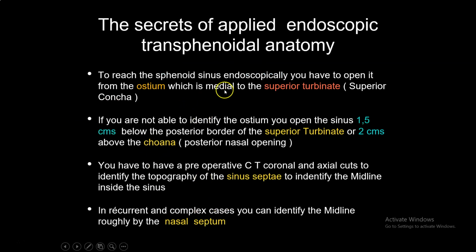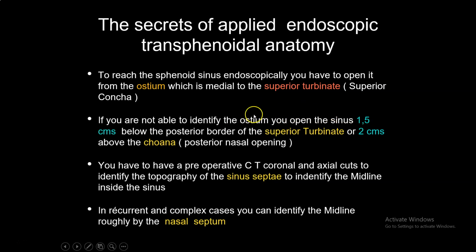To reach the sphenoid sinus endoscopically, as we said, you have to open it. Where to open the sinus? From the ostium. Where is the ostium, as we said? Medial to the superior turbinate or the superior concha. So this is the first secret: open the sphenoid sinus after identifying the sphenoid ostium, medial and posterior to the superior turbinate. If you are not able to identify the ostium, in cases after sinusitis or recurrent cases, you open the sinus 1.5 centimeters below the posterior border of the superior turbinate.